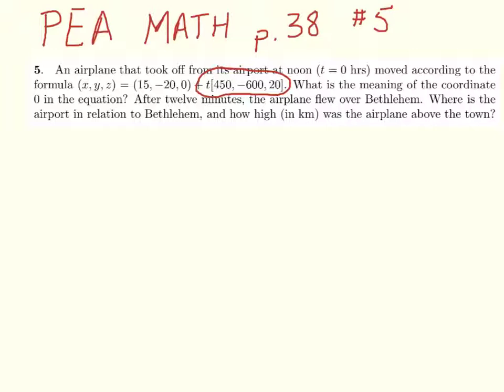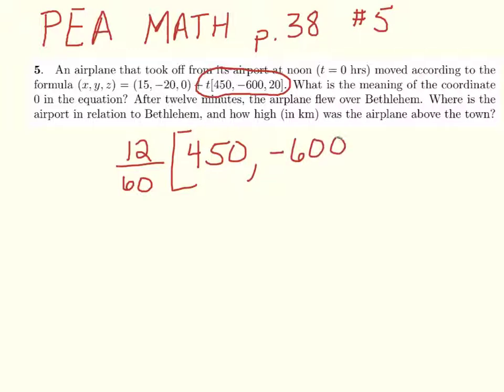So t would be 12 over 60, and we can multiply that by 450, negative 600, 20. Do you reduce the fraction? Does it matter? You could reduce the fraction to 1/5, which is 0.2. So any of those would work. 12 minutes is 1/5 of an hour, which is 0.2 of an hour, which is 12 out of 60 of an hour.